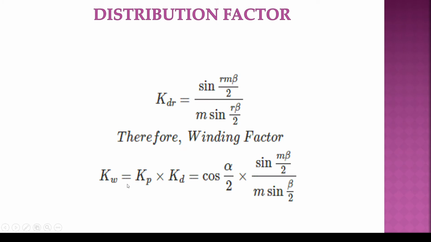Therefore winding factor Kw is equal to Kp into Kd. Kp value we got as cos alpha by 2, and Kd value we got as sin M beta by 2 by M sin beta by 2. Hope this is clear to everyone. We have seen what is winding factor, pitch factor, and distribution factor. Winding factor is a product of pitch factor and distribution factor. Pitch factor Kp is cos alpha by 2, and distribution factor Kd is sin M beta by 2 divided by M sin beta by 2.